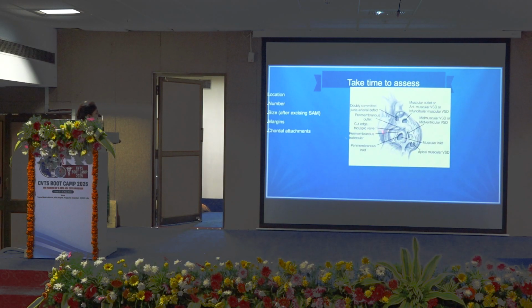For the exact location of the VSD, if it is perimembranous, it can be a perimembranous outlet VSD, a perimembranous inlet VSD, or a perimembranous trabecular VSD. If it is a muscular VSD, it can be a muscular inlet VSD, an apical muscular VSD, a mid-muscular VSD, or an anterior muscular or infundibular muscular VSD. And the doubly committed or juxta-arterial VSD lies here, very close to the annulus of both the aortic and pulmonary valves.